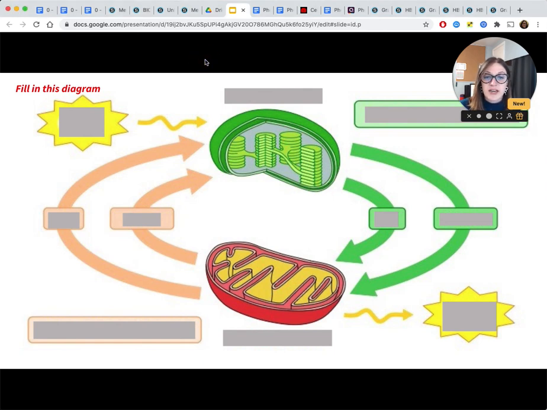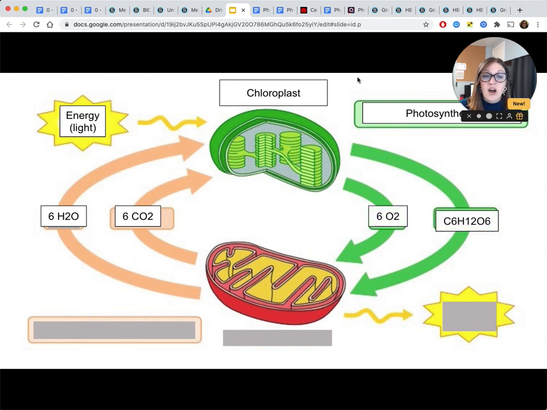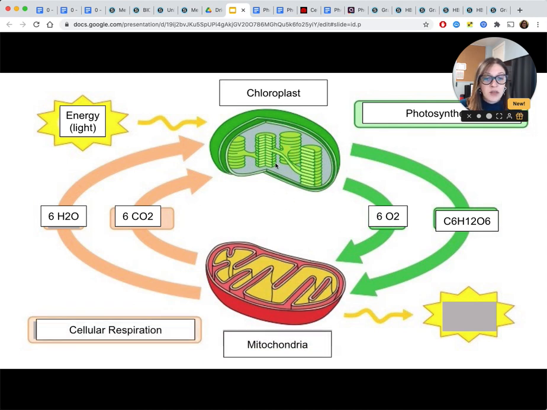All right, let's check your answers. So the process of photosynthesis takes place in the chloroplast. It is fueled by light energy, water, and carbon dioxide. This process occurs in the chloroplast and produces oxygen and glucose. This process of cellular respiration takes place in the mitochondria, and it produces ATP energy at the end.